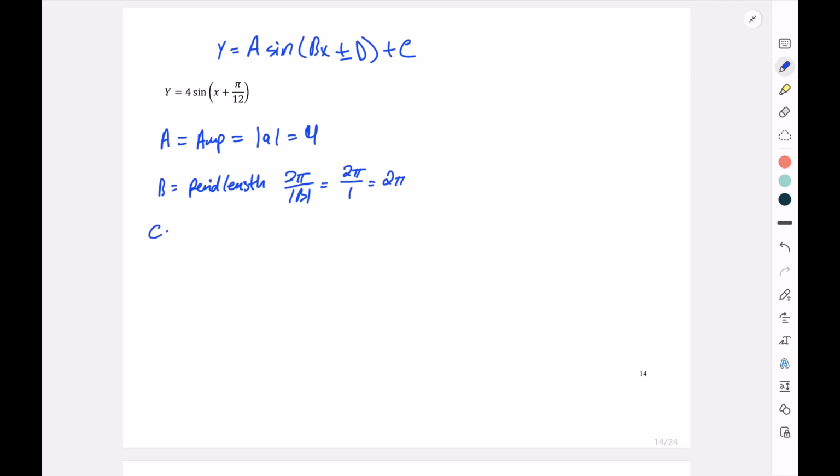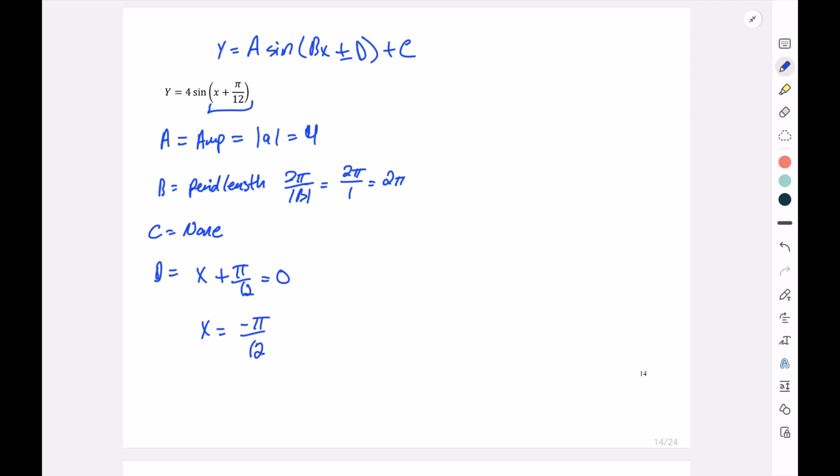For our c, we can see that we don't have a c, so we don't have a center, so we're just going to be right on the x equals 0, or origin, so none. And then we have our d, our phase shift. And for d, you're solving whatever is inside the equation. So we'll do x plus pi over 12, which is equal to 0. If we subtract pi over 12, we get that x is equal to negative pi over 12. And that will be your start of your critical point.